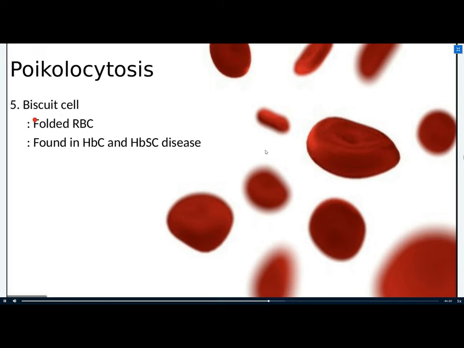Okay, another one would be your biscuit cell. So biscuit cell, class, this is a type of folded RBC. Imagine this is your RBC. Imagine the other half being folded. It would now look like this. This is found in hemoglobin C and hemoglobin SC disease.